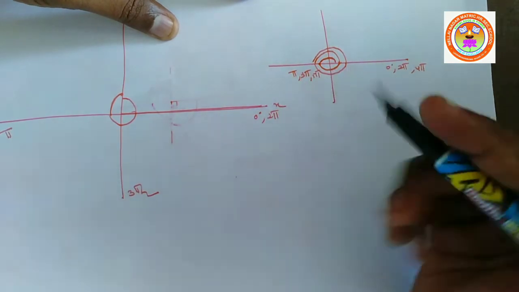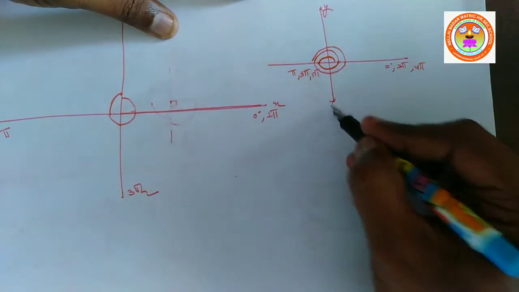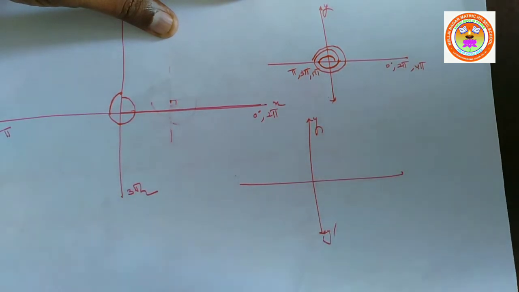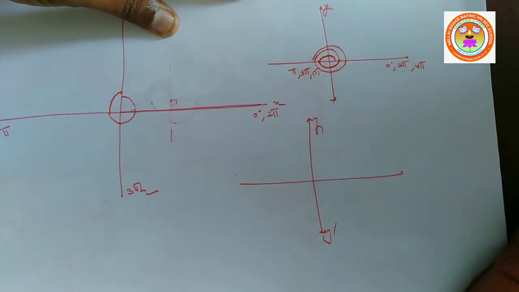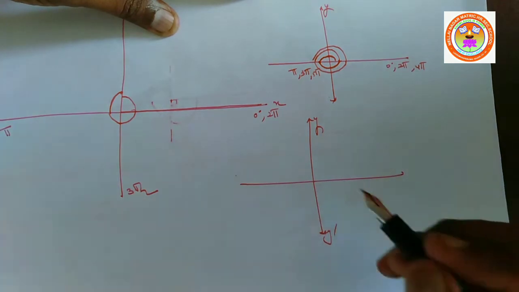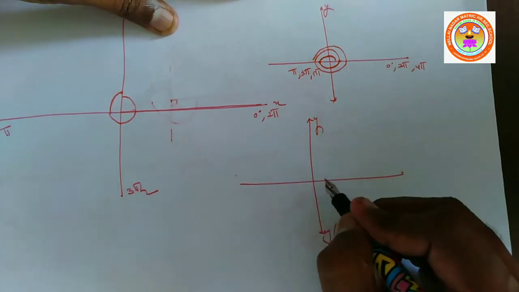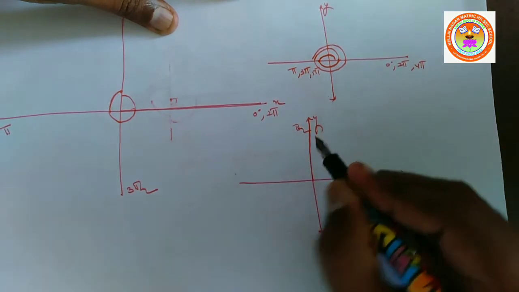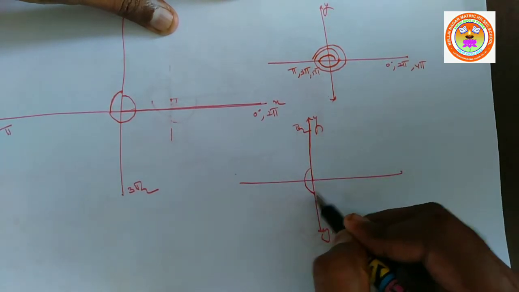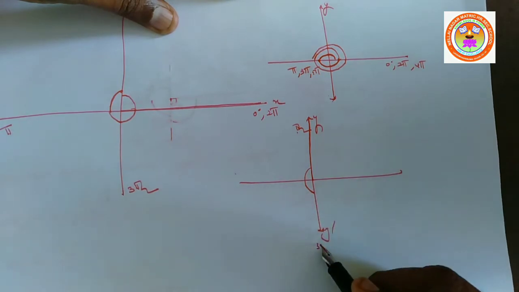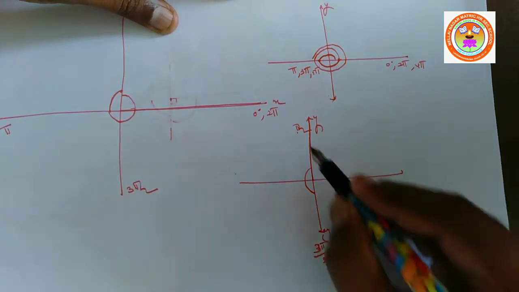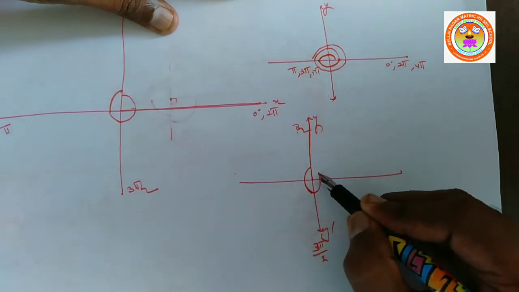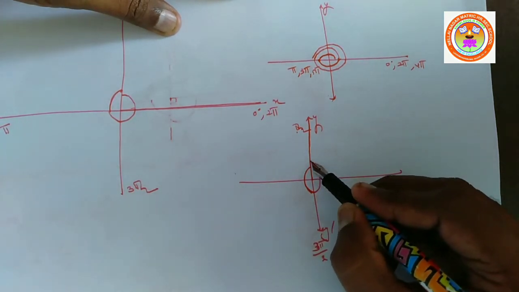Positive x-axis, negative x-axis. This is the positive y-axis, negative y-axis. We will put down positive y-axis and negative y-axis. If you look at the positive y-axis and negative y-axis, this is pi by 2. We know this is pi by 2. From here to here, 180 degrees. Pi by 2 plus pi gives 3 pi by 2. This 3 pi by 2 plus pi.